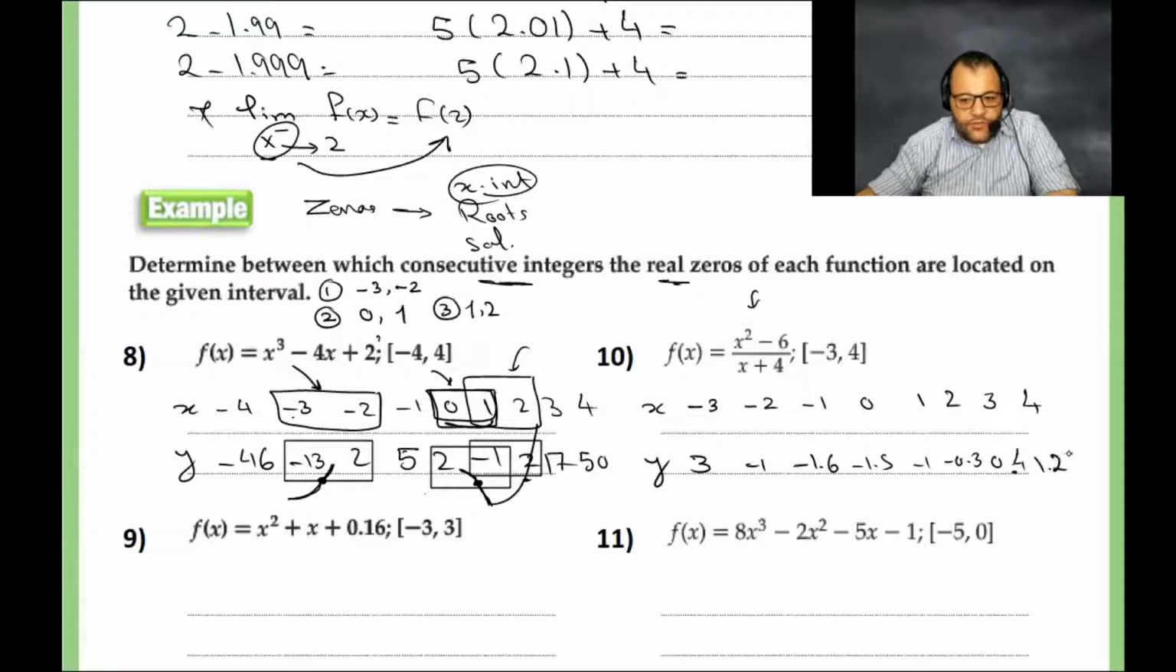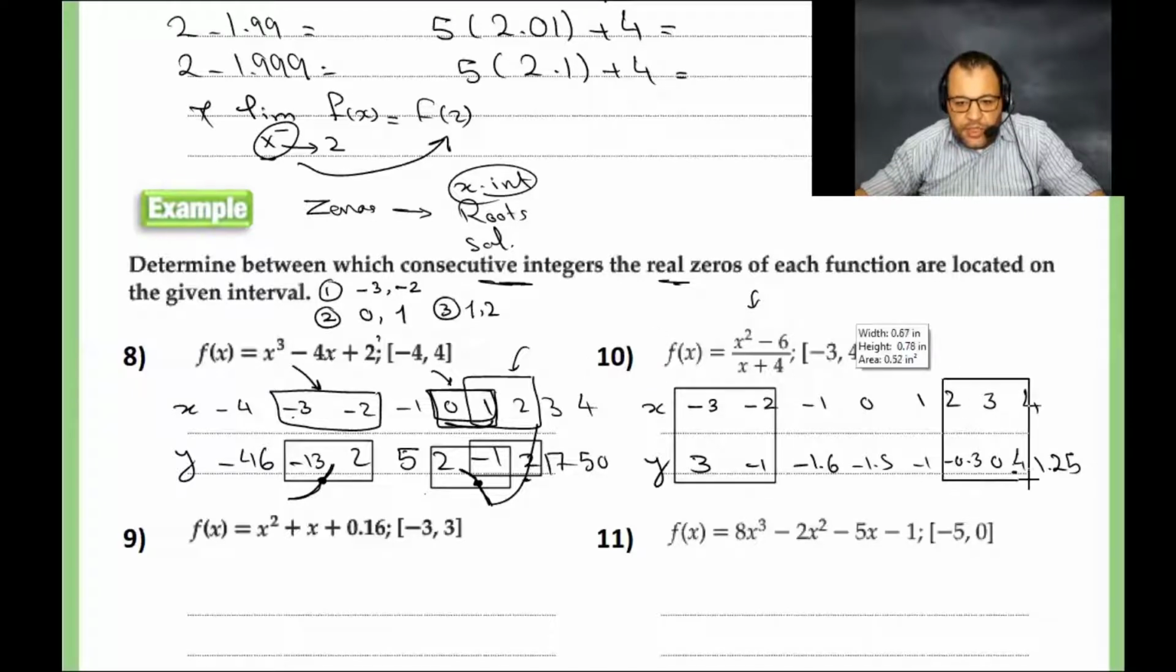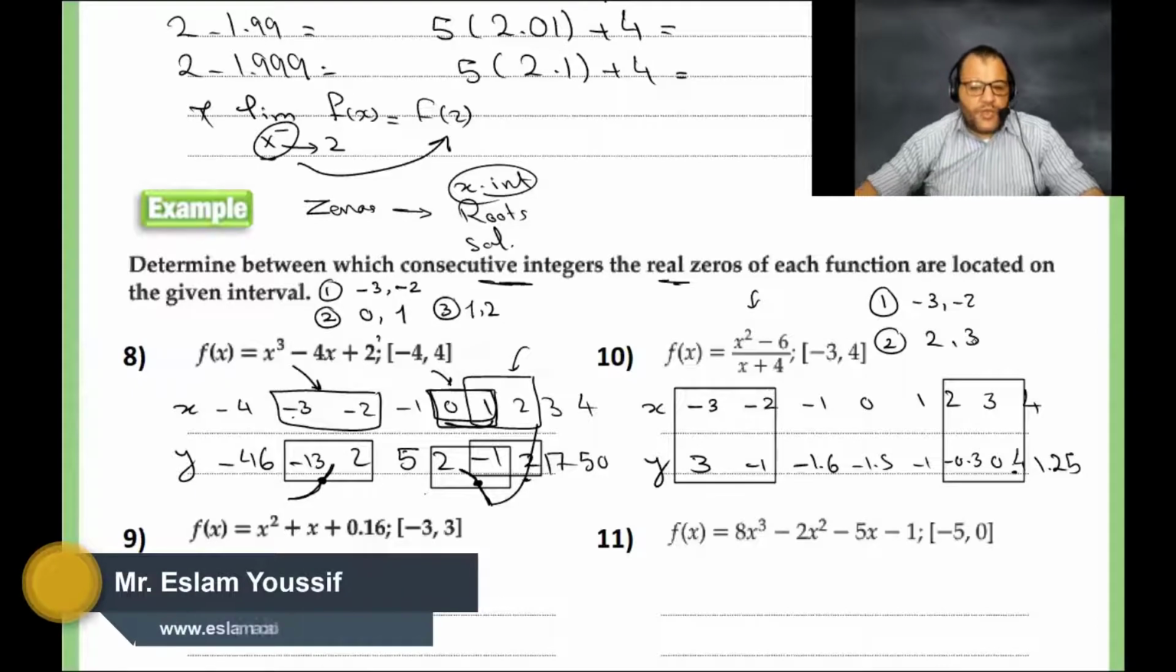So it means the sign changes at this part, and the sign also changes at that part. So we have two pairs of numbers. The first one between -3 and -2, and the second between 2 and 3. We can check the answer.